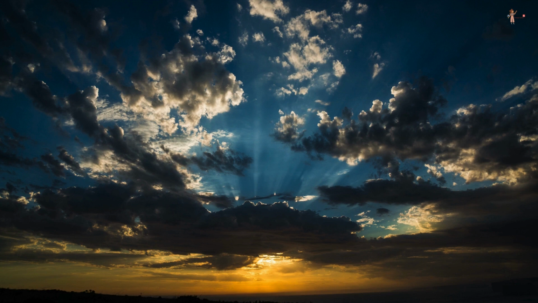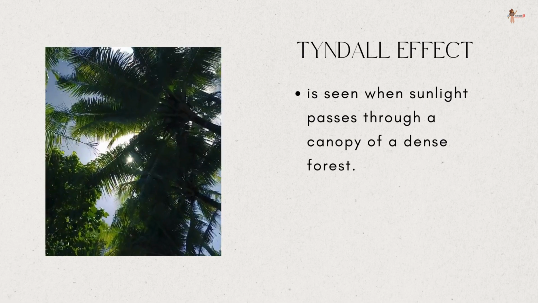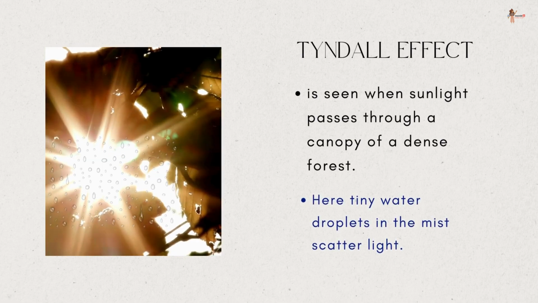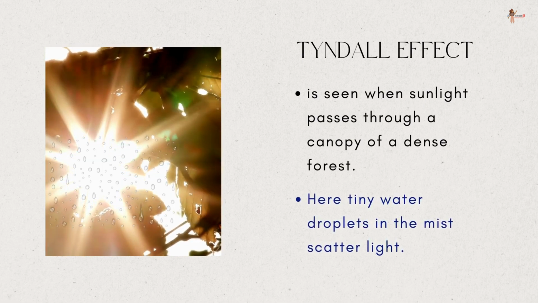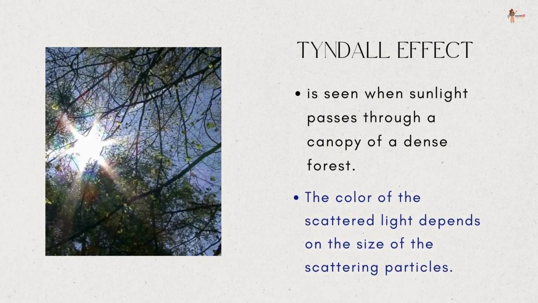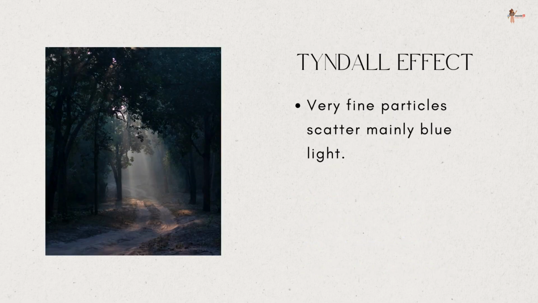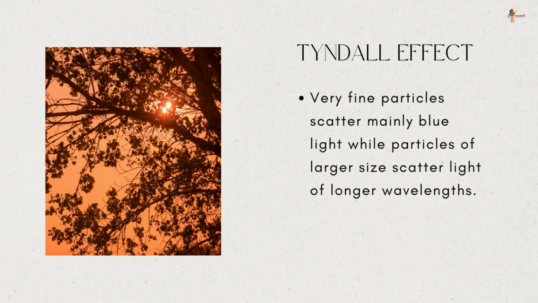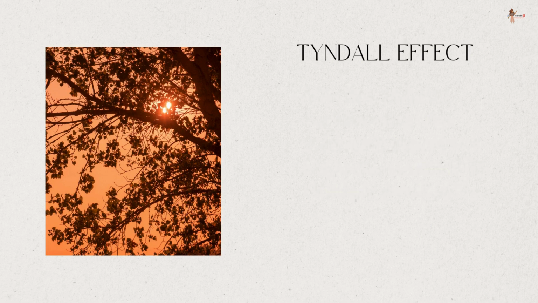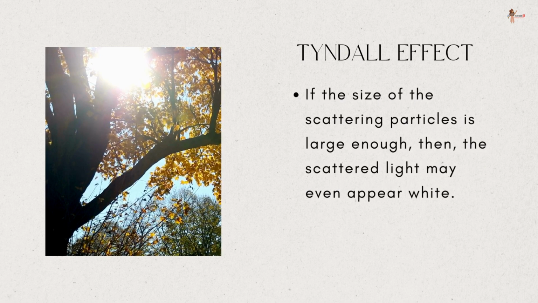Tyndall effect can also be observed when sunlight passes through a canopy of a dense forest. Here, tiny water droplets in the mist scatter light. The color of the scattered light depends on the size of the scattering particles. Very fine particles scatter mainly blue light, while particles of large size scatter light of longer wavelengths. If the size of the scattering particles is large enough, then scattered light may even appear white.